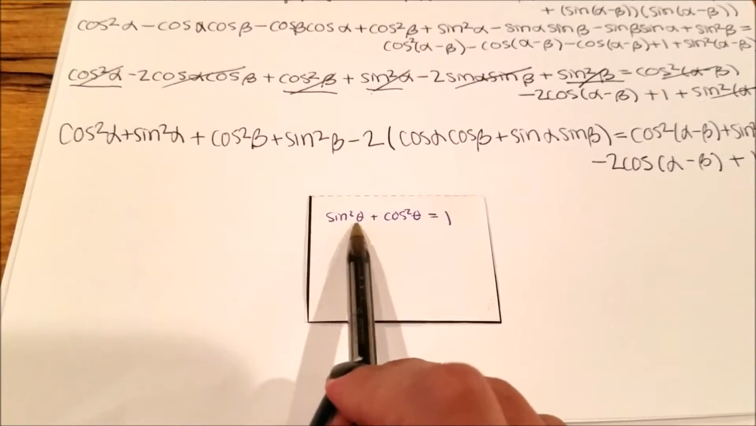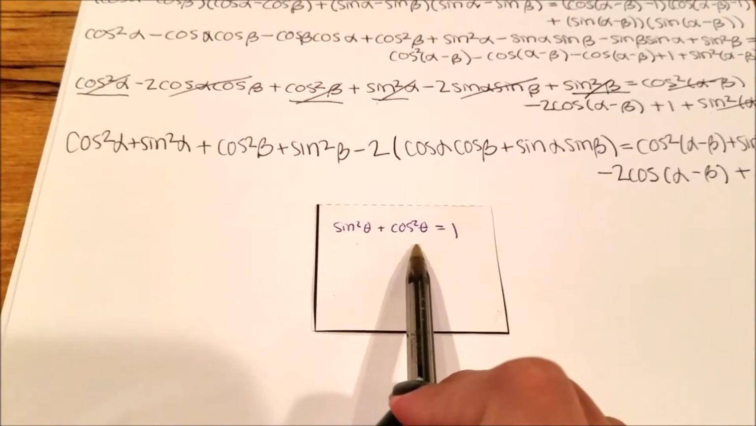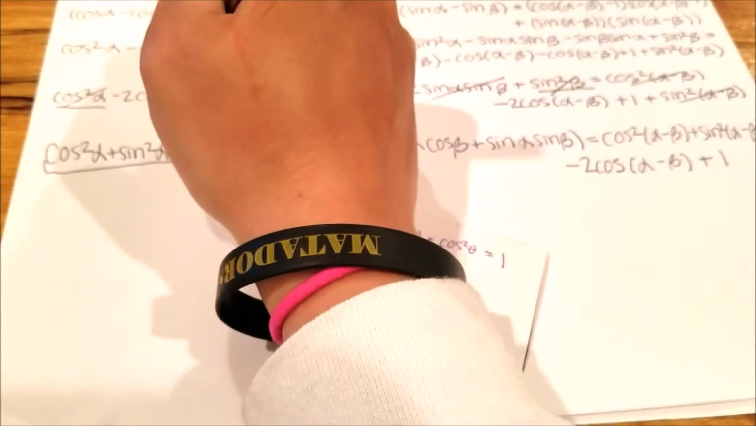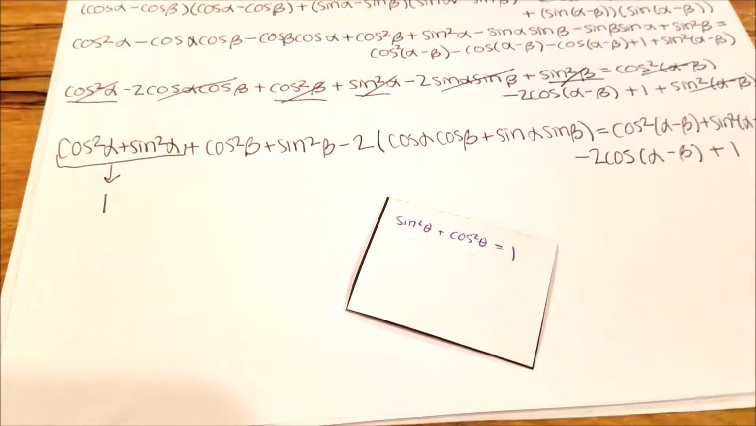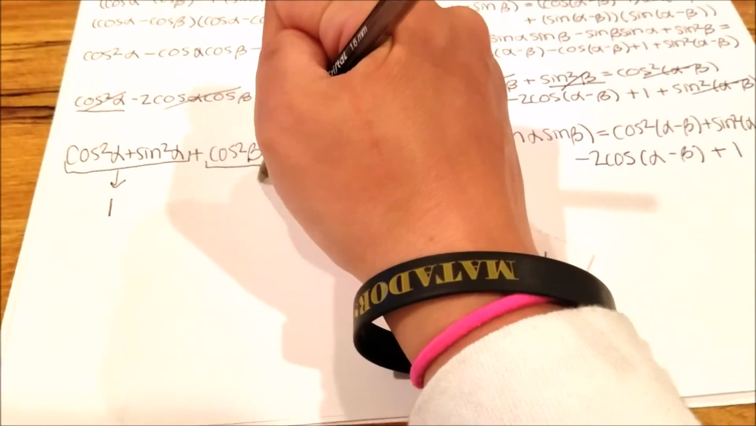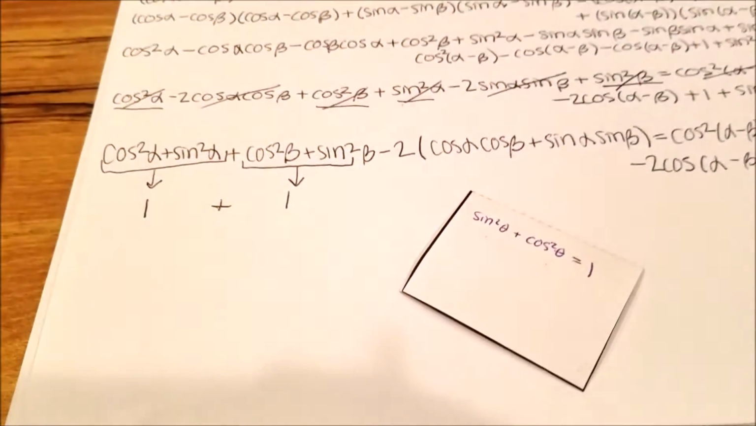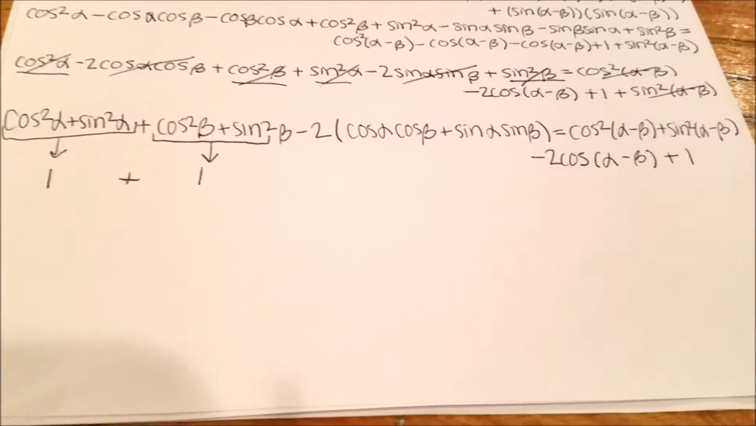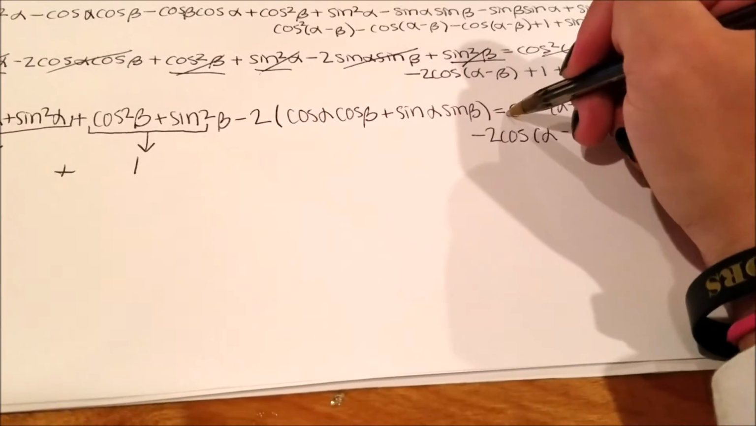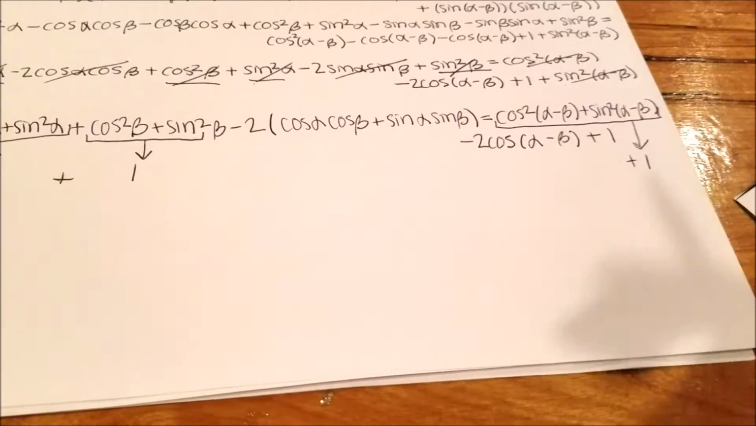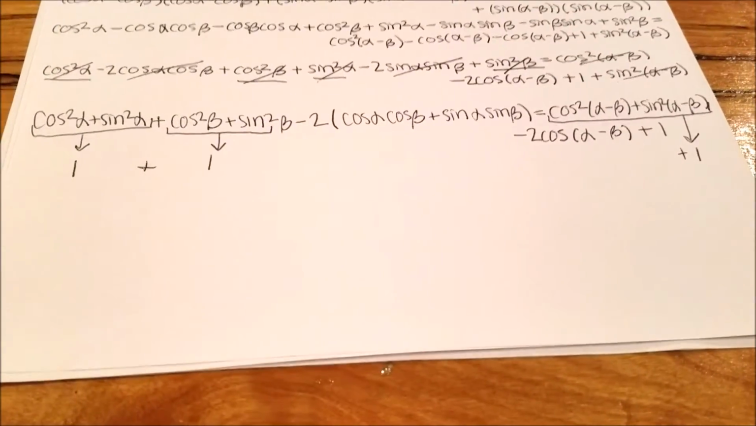Any sine squared and cosine squared of the same angle added together will give me 1. So those two give me 1, and those two give me 1. And they are being added together. Also, those two give me a +1.